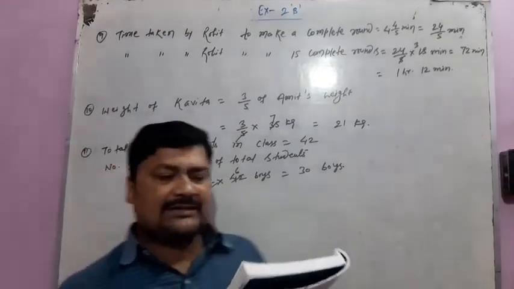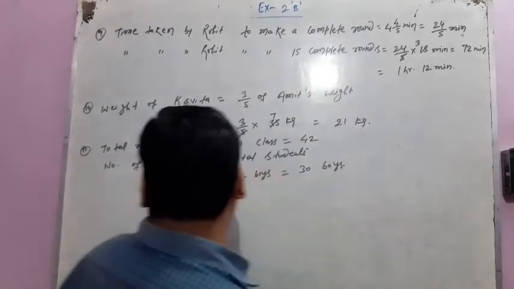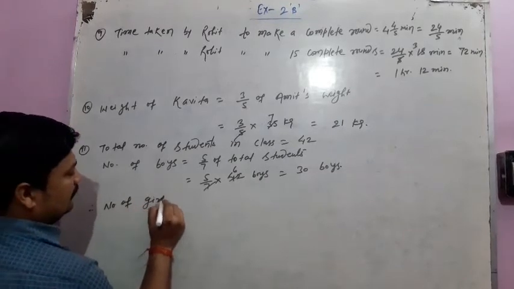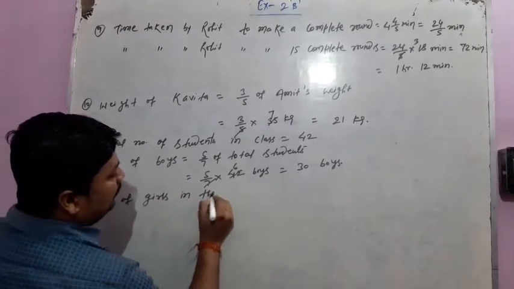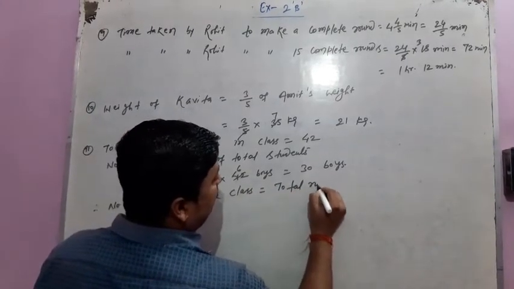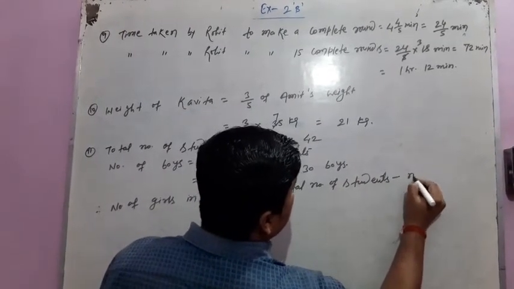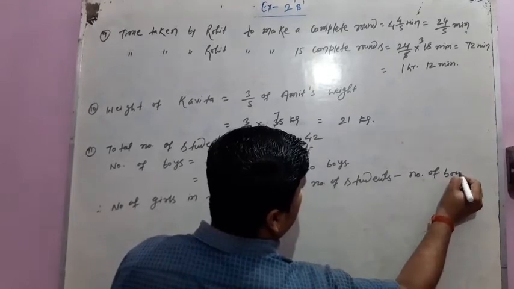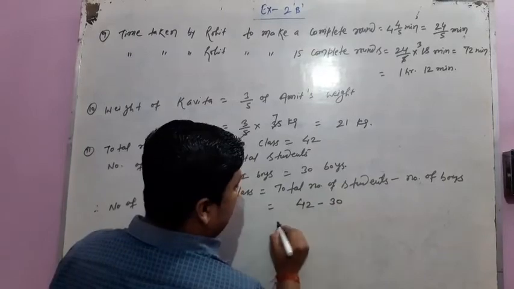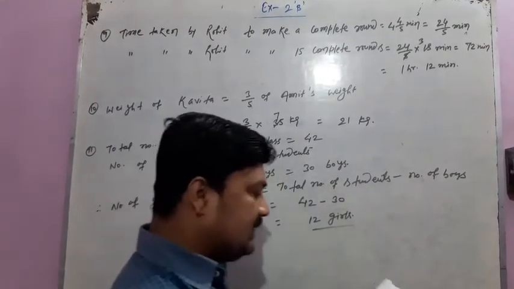So in the question, it is asked how many girls are there in the class. Therefore, number of girls in the class, that is total number of students minus number of boys. So the total number of students is 42 minus number of boys, which is 30. 12 girls. The number of girls in the class is 12.